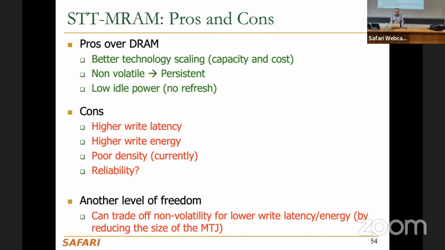There are some pros over DRAM, like better technology scaling, capacity, and cost. And it's non-volatile again, so it's persistent and has low idle power. At the same time, STT-MRAM latencies might be even faster than DRAM as well. But there are also cons. For write latency, unfortunately, STT-MRAM has higher write latency, while for read latency, STT-MRAM might be better. Write energy is also high. Unfortunately, it has poor density.